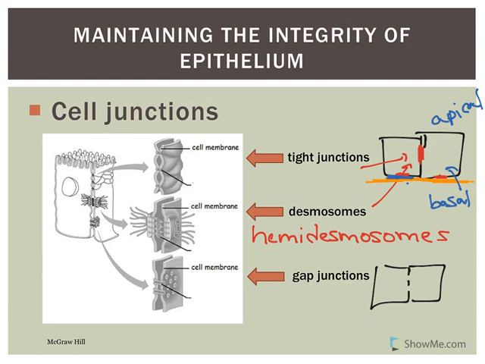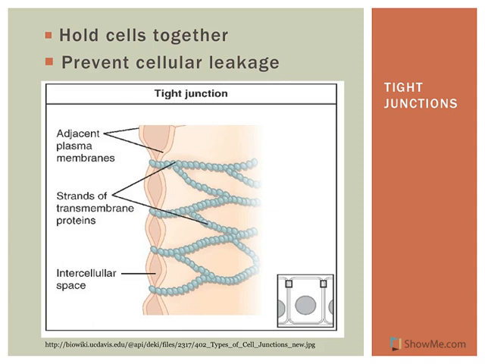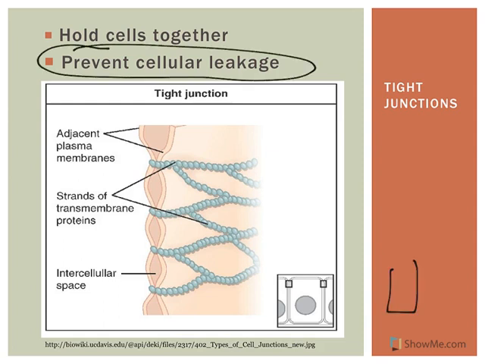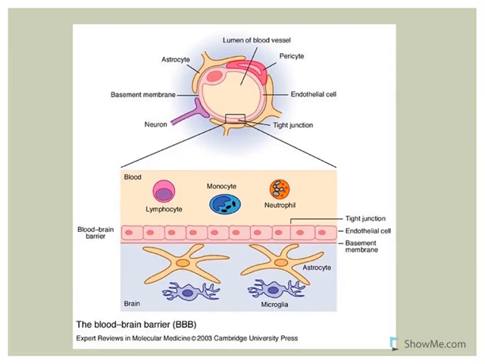So the first one we want to look at we call tight junctions. It's just kind of like it sounds, tight. It's a means of holding cells together, but it prevents cellular leakage. So if I have 2 cells that weren't really attached very tightly, something can get in between out here and leak. Because it's so tightly compacted, it prevents leakage. So it makes it relatively impermeable.